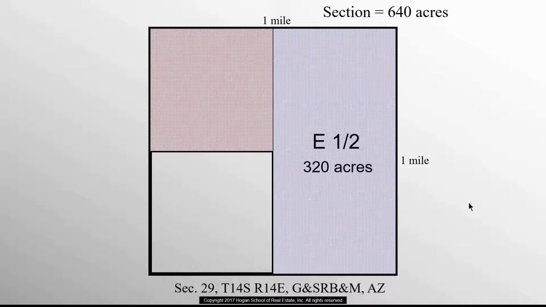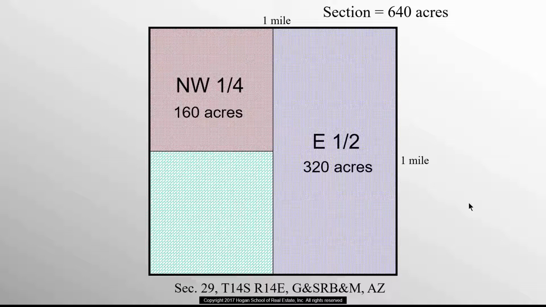Now, what if we wanted to describe that parcel? Well, we don't describe it as a half, we would describe it as a quarter. And the question is, which quarter? Since it lies in the north and west portion of the section, it would be described as the northwest quarter of section 29. How many acres in the northwest or any quarter of a section? Well, if a section is 640, a quarter of a section is 160 acres.